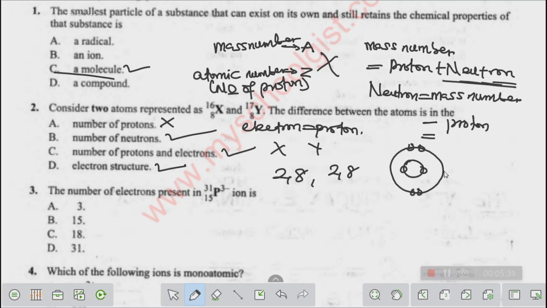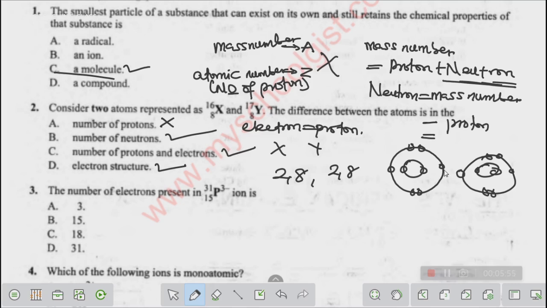Look at it. Can you see now? 1 2 3 4 5 6 7 8. So they will still have the same structure. If you draw this second one too, it will have the same structure. So that's just the main logic.